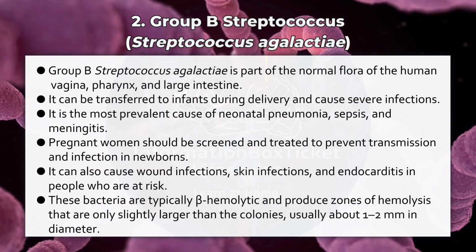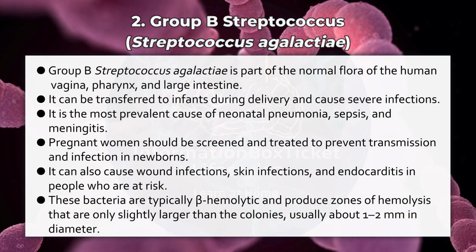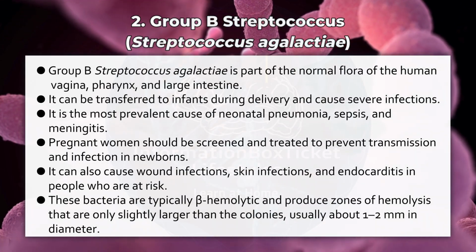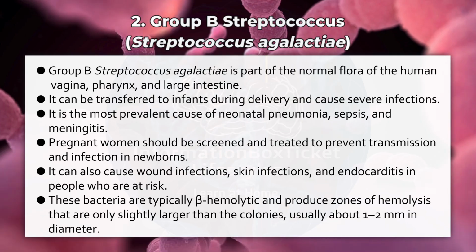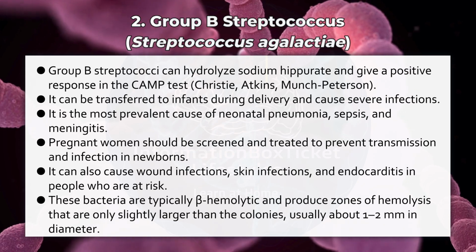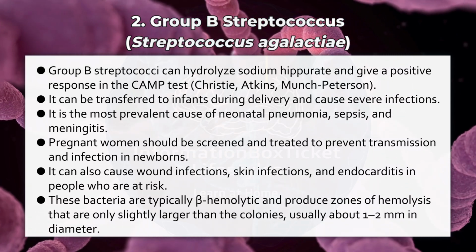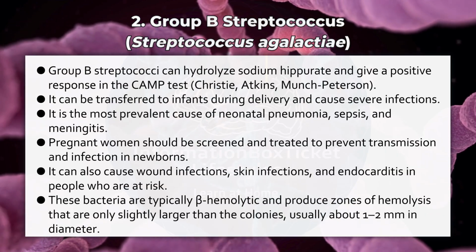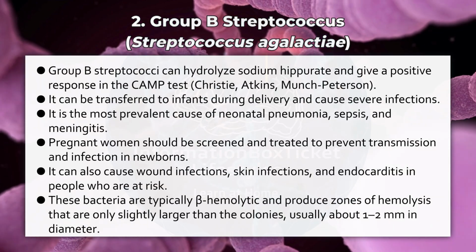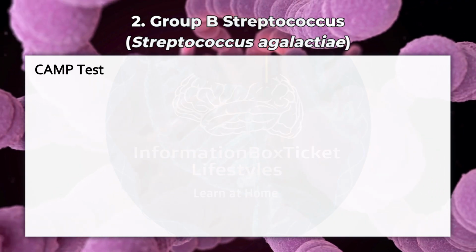These bacteria are typically β-hemolytic and produce zones of hemolysis that are only slightly larger than the colonies, usually about 1 to 2 millimeters in diameter. Group B Streptococci can hydrolyze sodium hippurate and give a positive response in the CAMP test. Christie, Atkins, Munch-Petersen. CAMP test.